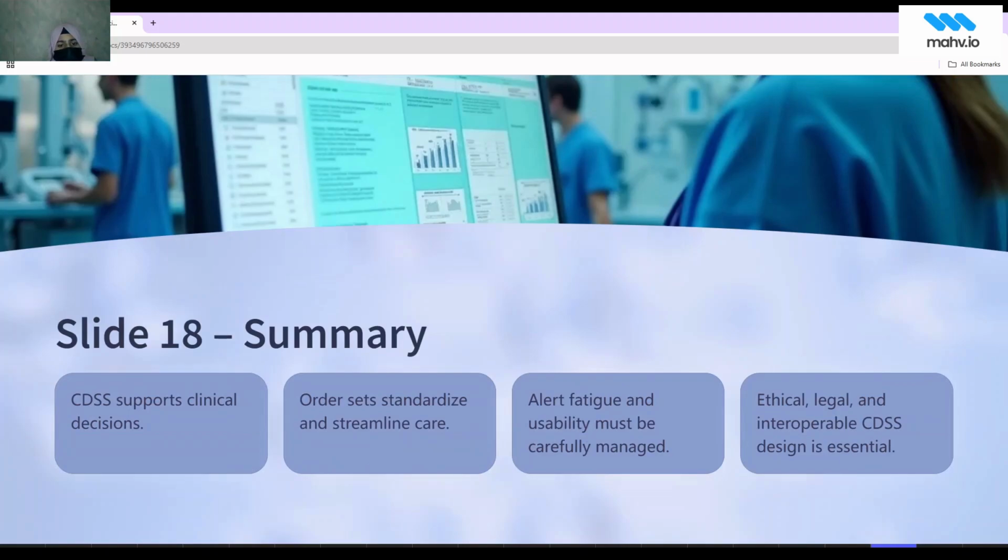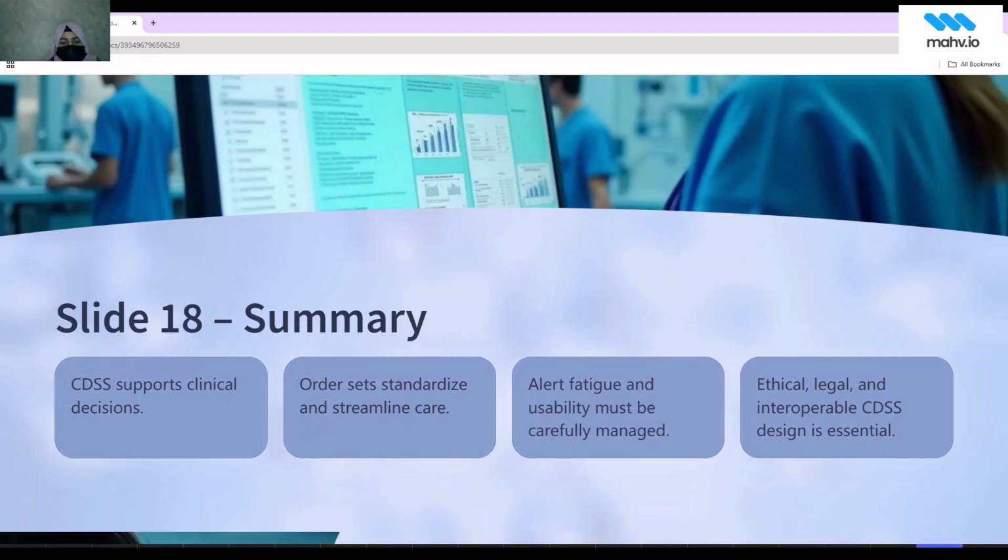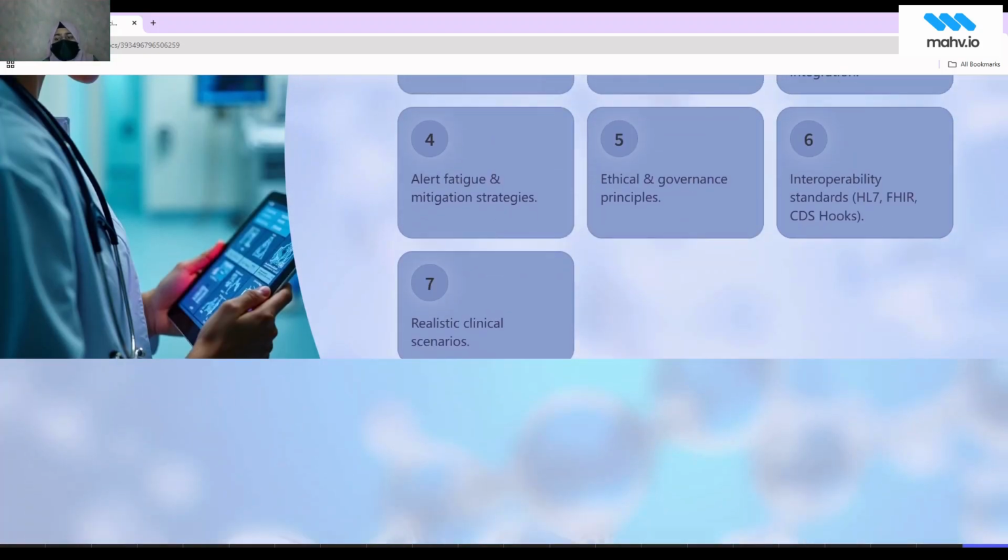And here is the summary of what we have discussed: CDS is basically alerts and order sets, which standardize and streamline care; alert fatigue, in which we prioritize high-risk alerts; then ethical guidance. So this is all related to CDS.